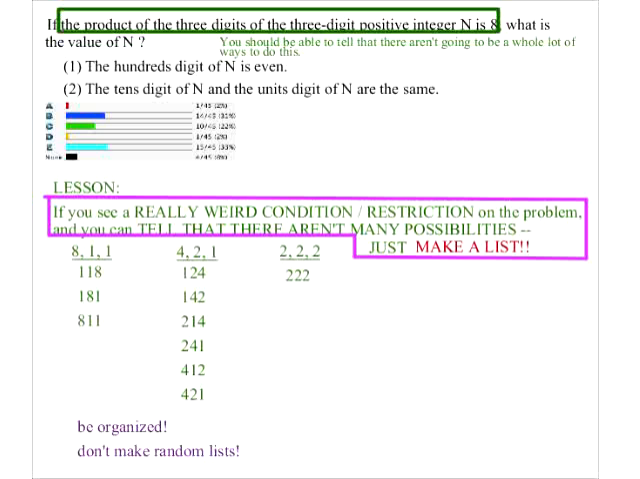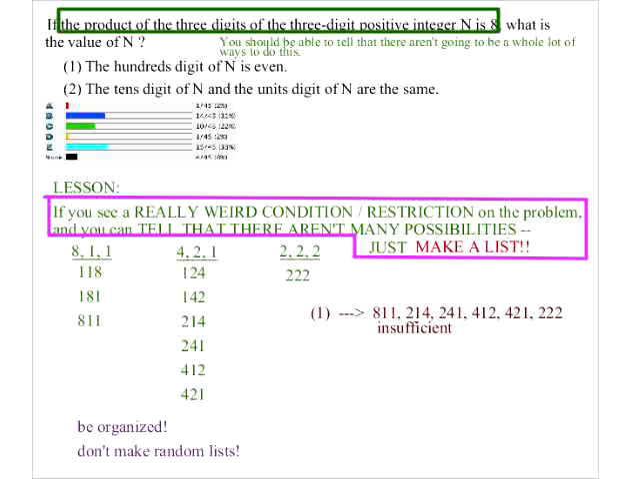So statement one, the hundreds digit is even. That could be 811. It could be 412, 421, or 222. So that's insufficient. Or actually the 200s could work too. So you could also have the 214, the 241. It's actually every single one of them except for 124 and 142.